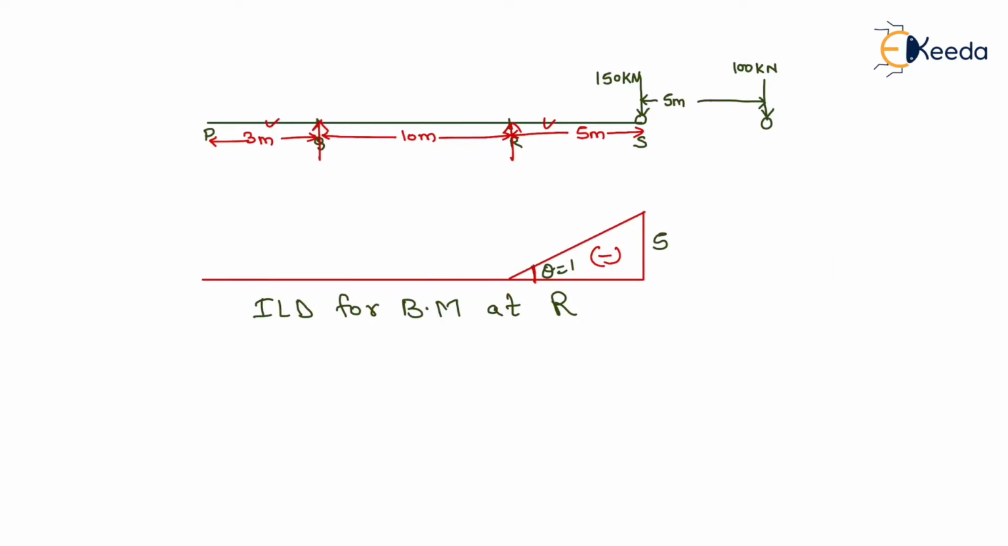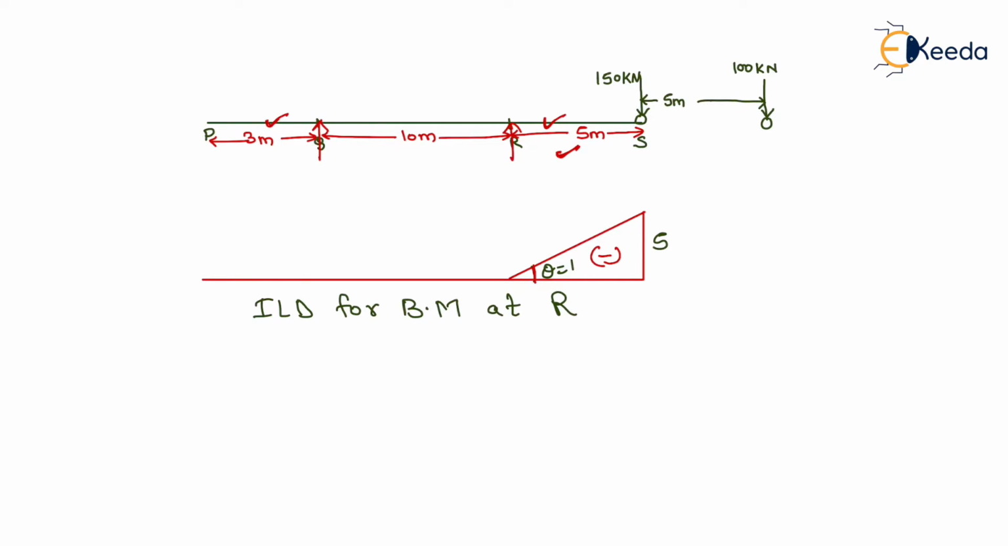Now we know that because of this overhang portion, the maximum hogging moment will lie in these spans only. The span length of PQ is 3 meter and the span length of RS is 5 meter. So the maximum hogging moment will lie in this span, so we make the ILD for bending moment at R.